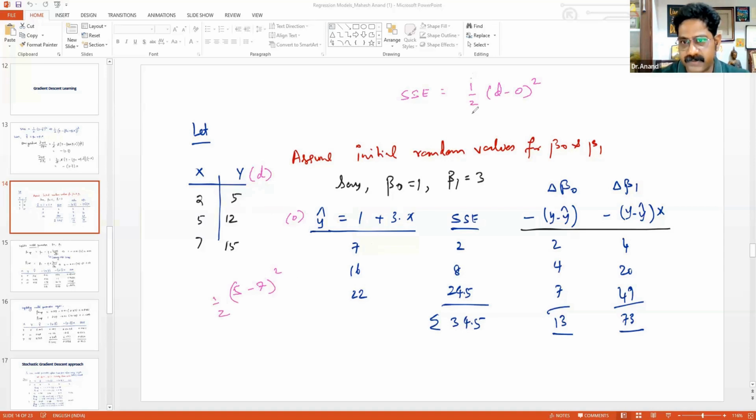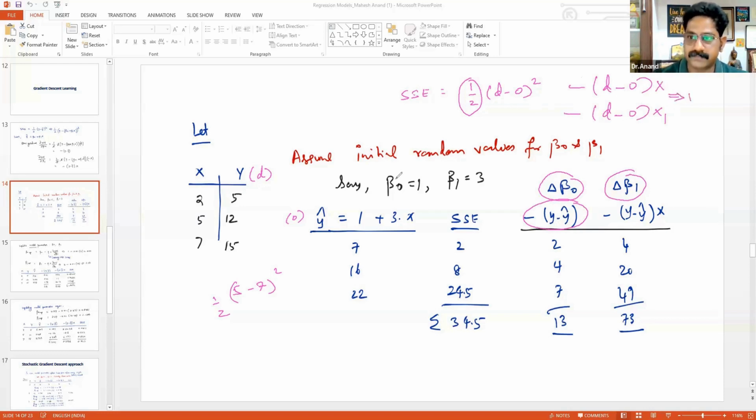Yesterday I told you the significance of this 1 by 2, just for mathematical convenience, because of the error gradient term. Yesterday we computed the error gradient term. We got this relationship also. We got minus of d minus O for the bias. For the slope, we got minus of d minus O times x1. But here also you can define as x. Make sure that x is 1. So I have substituted 1. That is why I'm not defining the x here. Since the x value is 1, this is the error gradient term to adjust the bias.